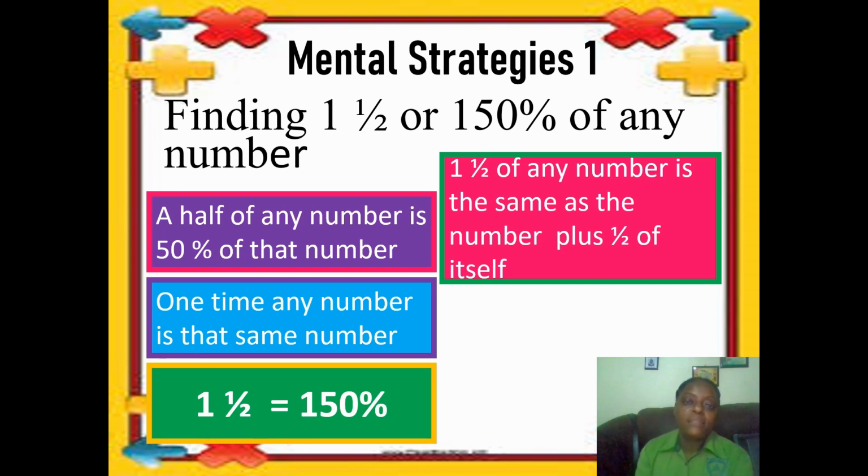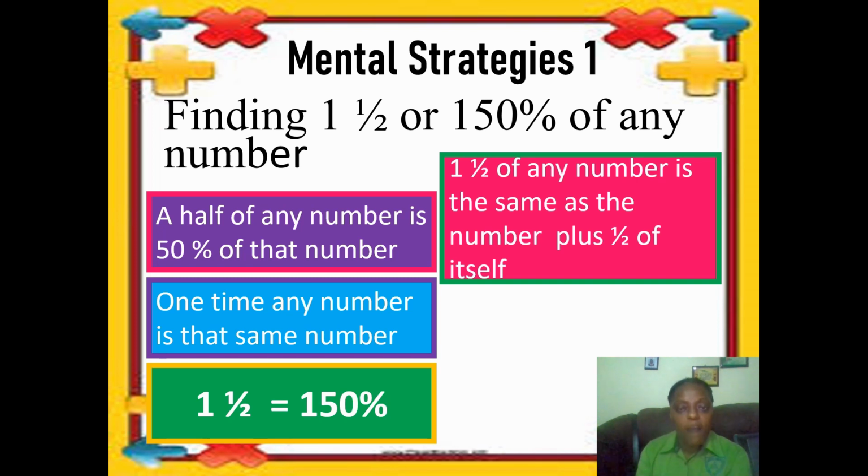Today we'll be looking at finding 1.5 or 150% of any number. Now a half of any number is 50% of that number. So a half of 4 is 2, 50%. A half of 2 is 1, that's 50%. 1 time any number is that same number. So 2 ones, 2, 3 ones, 3, 4 ones, 4.